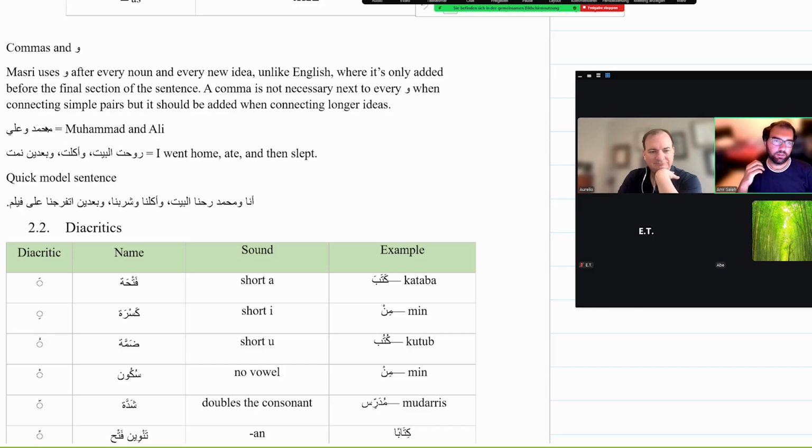Like, Aurelio, we AT, we ape. So I will use the and every time, and I wouldn't put a comma next to each one. The only time you put a comma before the and is when you're connecting ideas, like multiple sentences. So you have here روحت البيت, I went home, وأكلت, that's the second idea, وبعدين نمت, and then I slept.